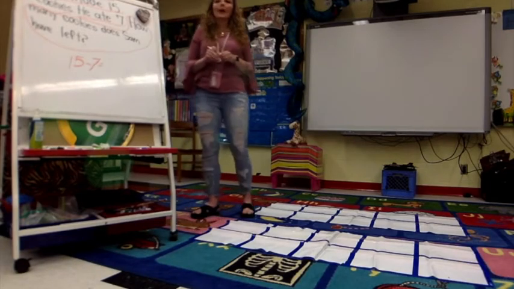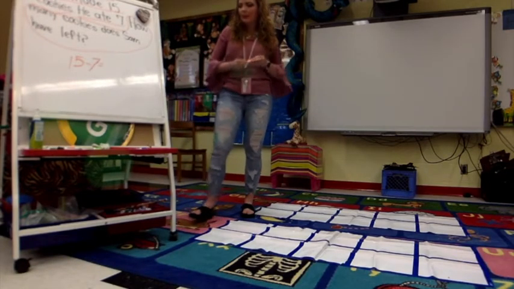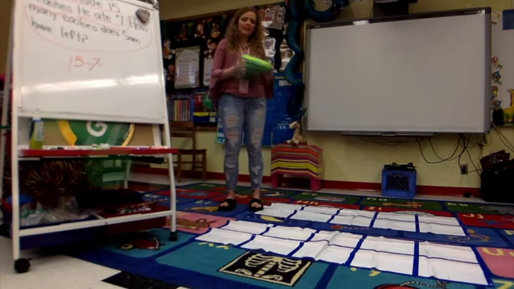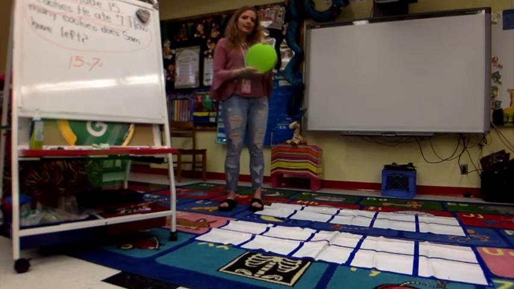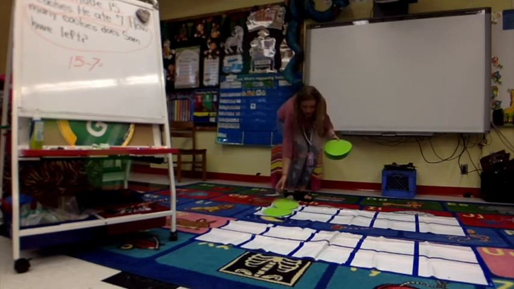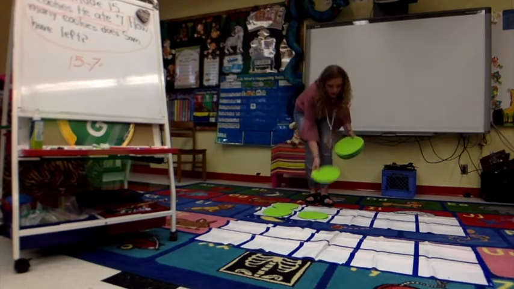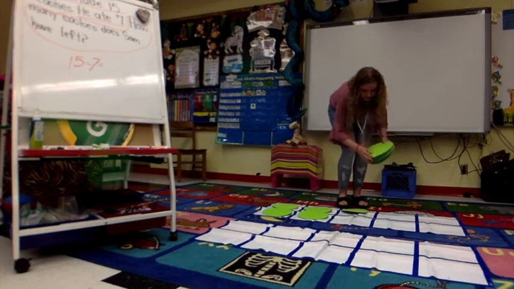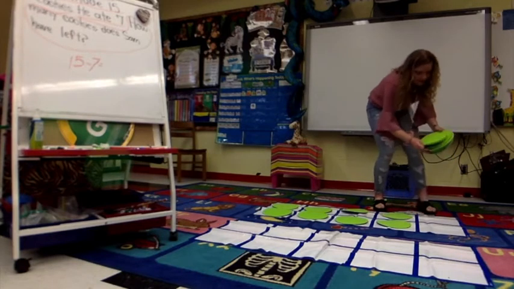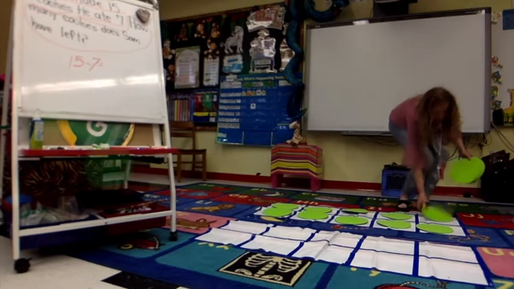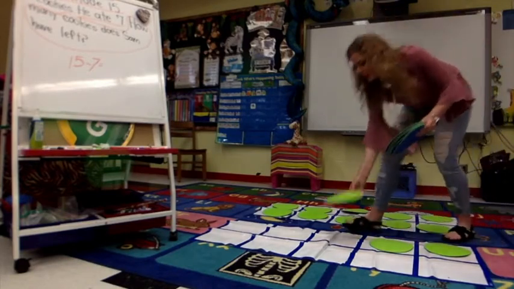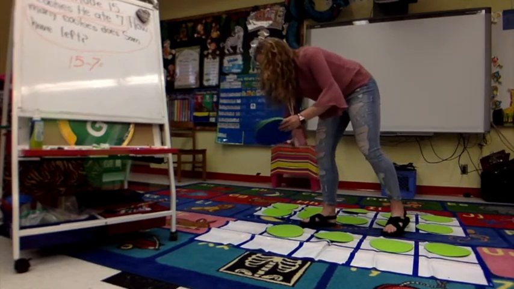And guys, one way that we can solve this problem is by using tens frames. So we are going to use our tens frames again. We're starting with the big number, 15. So right now we are going to put 15 of our pieces on the tens frames. So there's 2, 3, 4, 5, 6, 7, 8, 9, 10, 11, 12, 13, 14, 15.